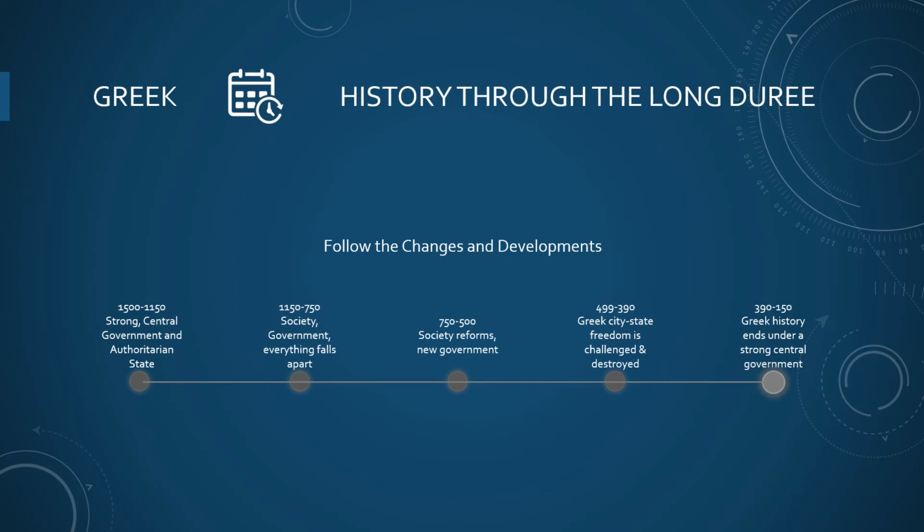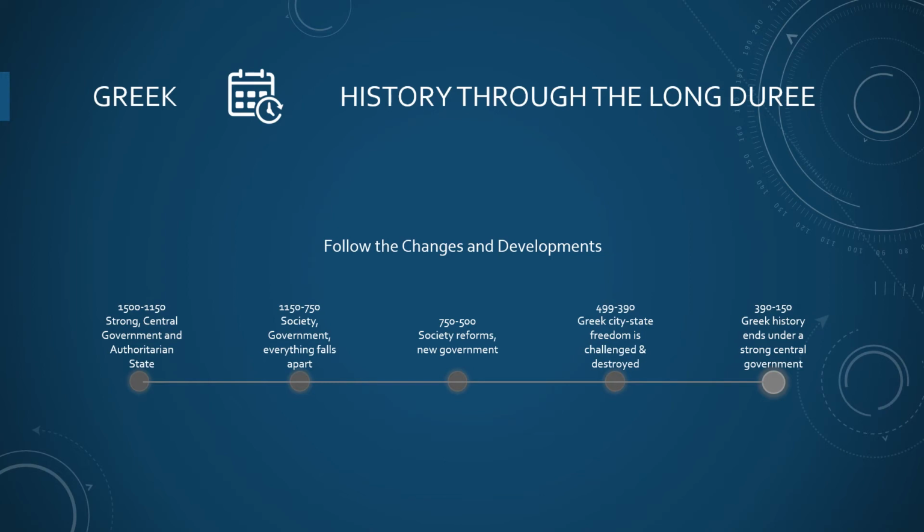Now from 499 to 390, we see another trend take place, and that is Greek city-state freedom is challenged and basically destroyed. Basically due to outside challenges, mainly Persia, that the time of fierce independence, which was 750 through 500, so 750 BC to 500 BC, the Greek city-states are as free and independent as they will ever be.